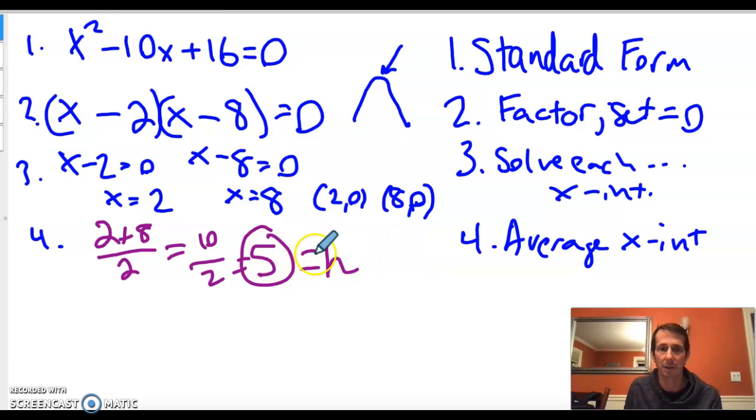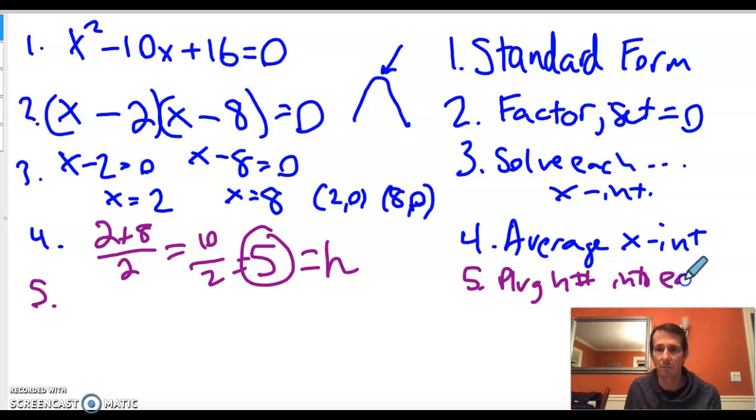So that's a big deal. h is equal to 5. Step number 5 is plug my h number into my equation. So you have 2 options. You can plug it in up here, or you can plug it in right here. It doesn't matter where you plug it. So I'm going to do both just to kind of show you.